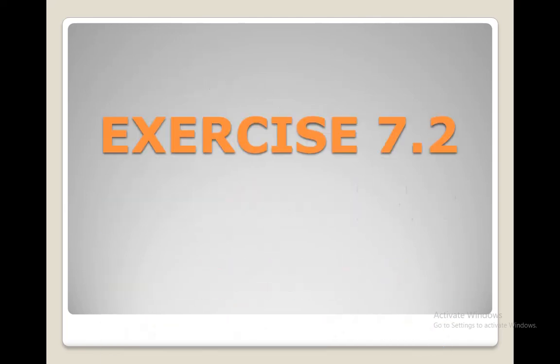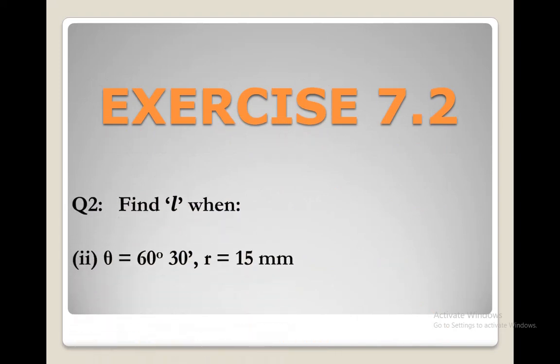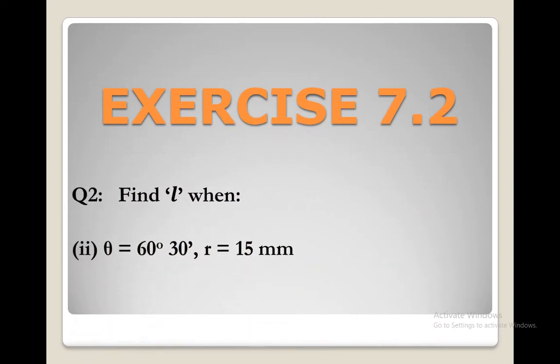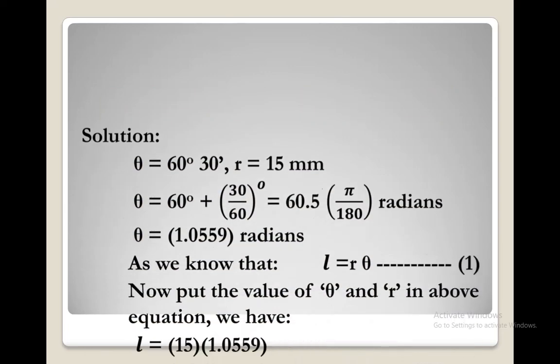Moving ahead towards the next question, that is question number 2. We have part number 2. Statement of question says find small l when theta is equal to 60 degree 30 minutes and r is equal to 15 mm. Yes students, just now I told you that theta must be in radians, so we will convert the given value of theta given in degrees and minutes into radians first of all.